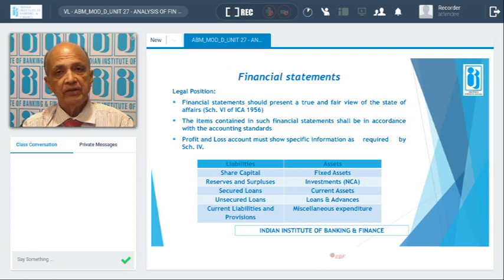Now, in the Indian Companies Act, when we go through the balance sheet, there are five items on the liability side. One is share capital, then reserves and surpluses.